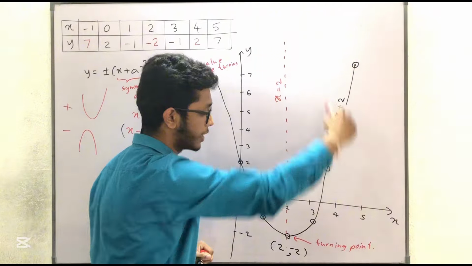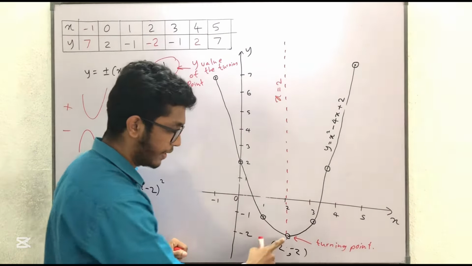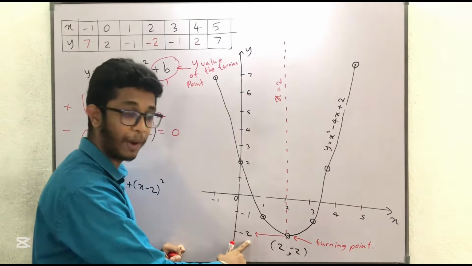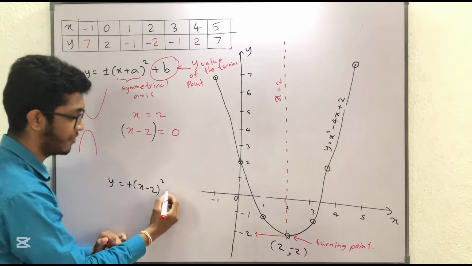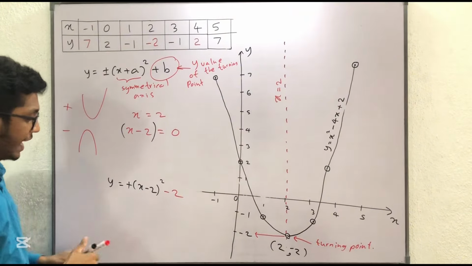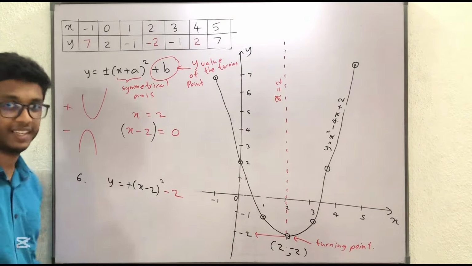So in this graph, I explained to you, this is the turning point. In this turning point, the y value is minus 2. So for this b part, we have to put minus 2. So that is the answer for question number 6.